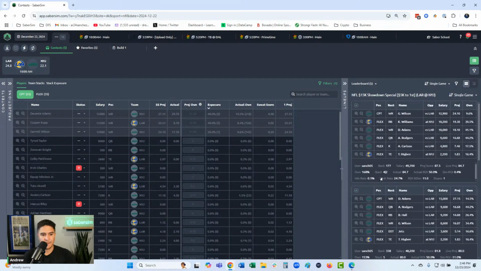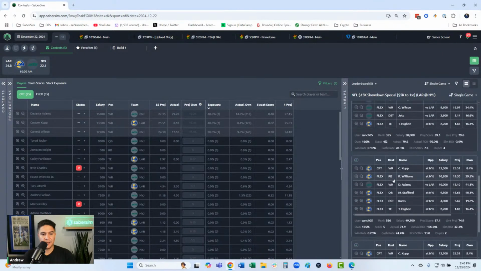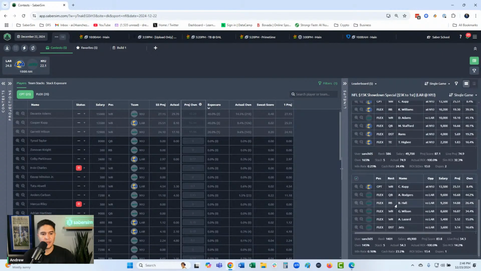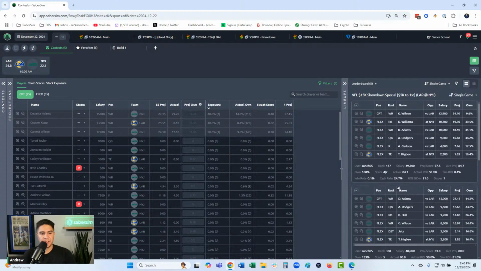Interesting. Okay, so let me tell you guys what I'm seeing, right? It seems like, in my opinion, the builder doesn't like this one-off Tyler Higbee. Like these lineups with not a lot of Rams and Tyler Higbee, right?